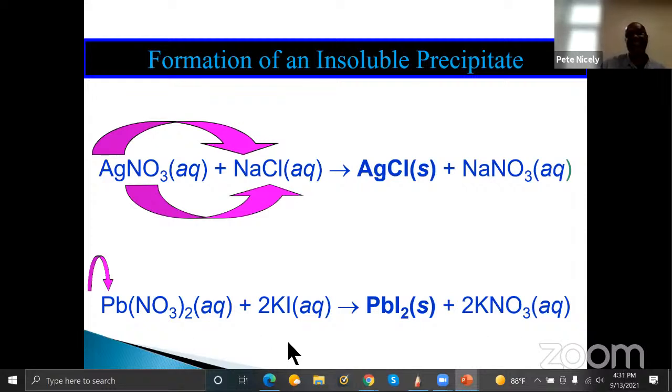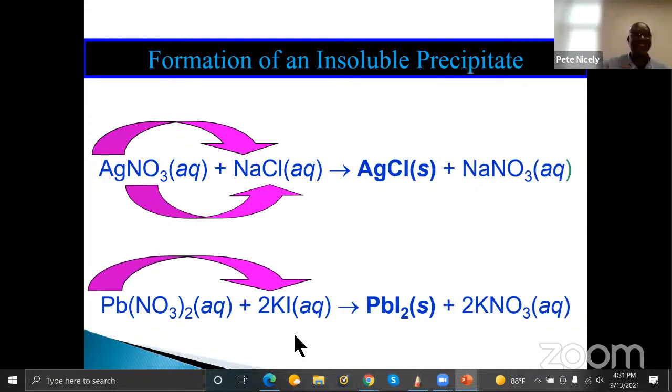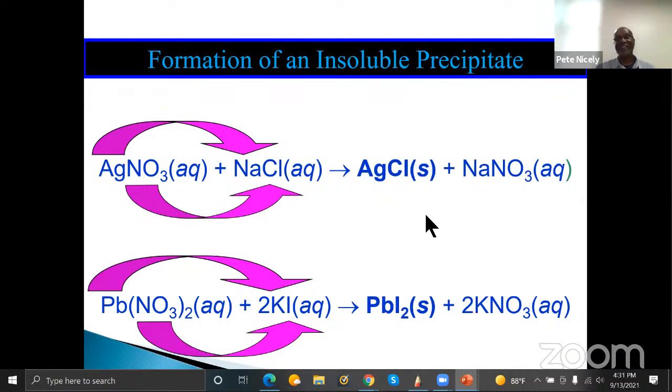And again, it's a double displacement reaction where, in this case, the lead is displacing the potassium and the nitrate is displacing the iodide, and you end up with those two products, all right? So that's basically what is taking place in a typical double displacement reaction, all right?